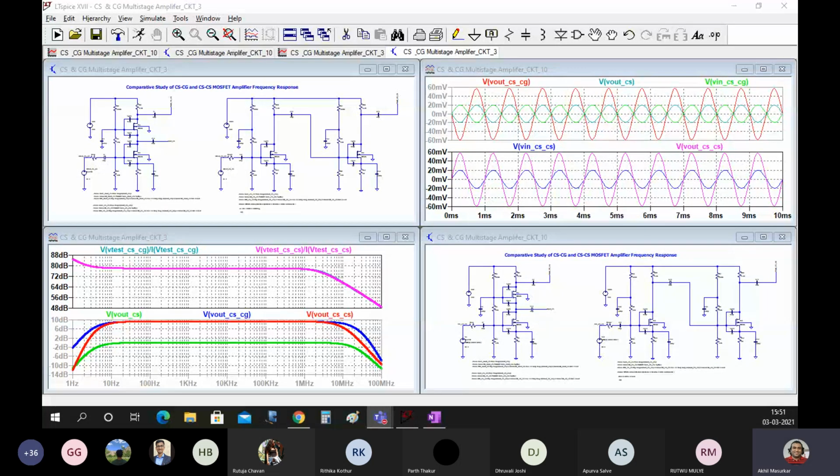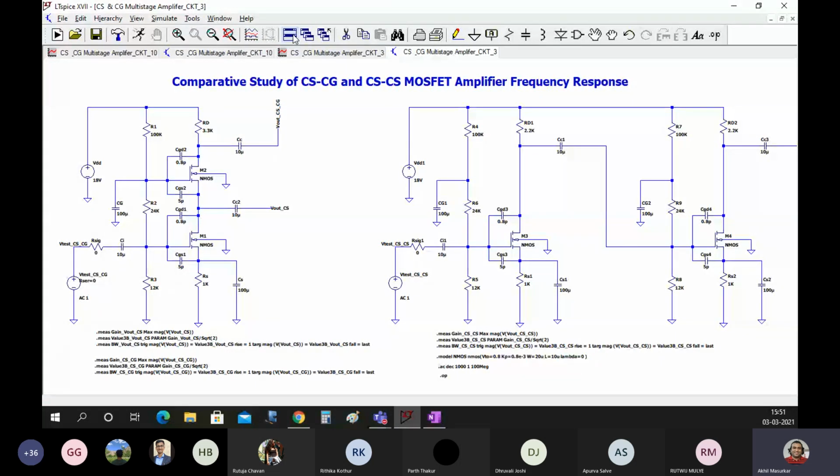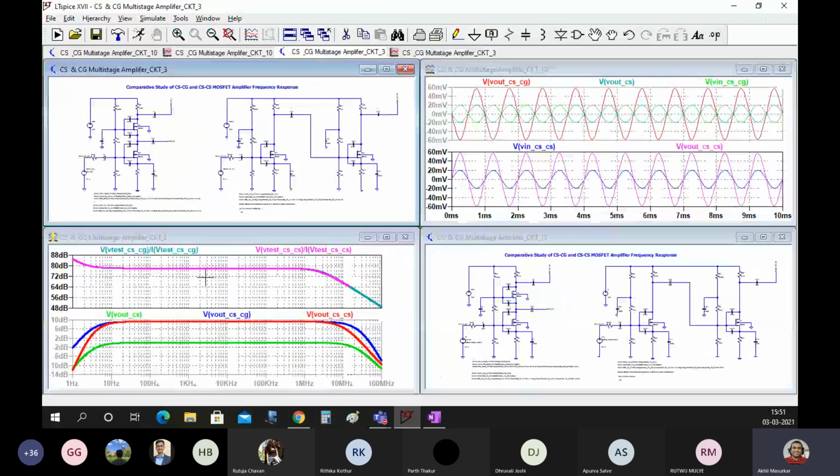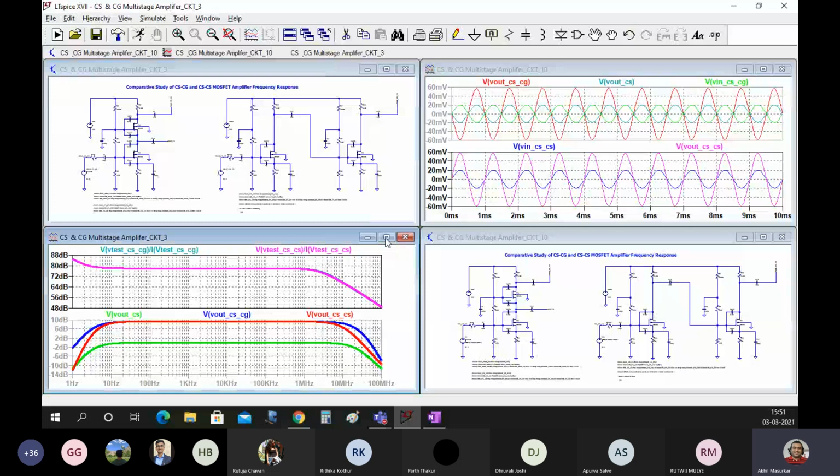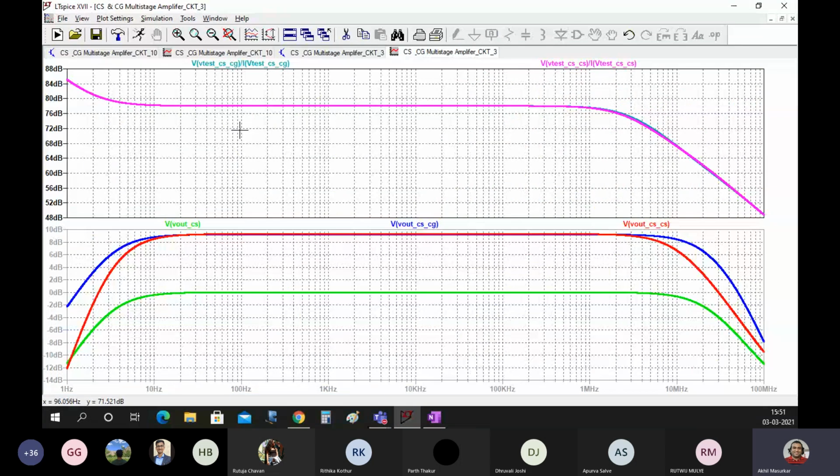Rutuja, do you want to speak something? Now what I have done is I have plotted the impedances of the CSCS stage and CSCG stage. That is the input impedances. These are the input impedances, and they are the same because the input side resistances are the same. That is why.